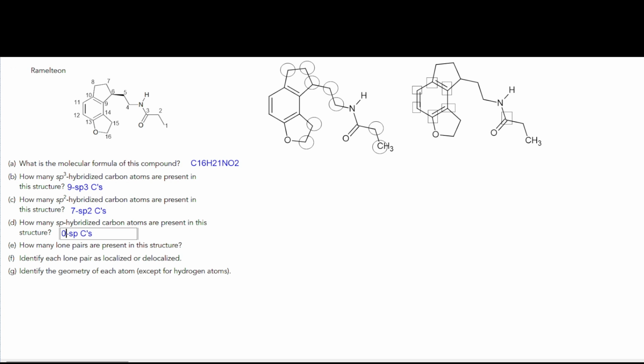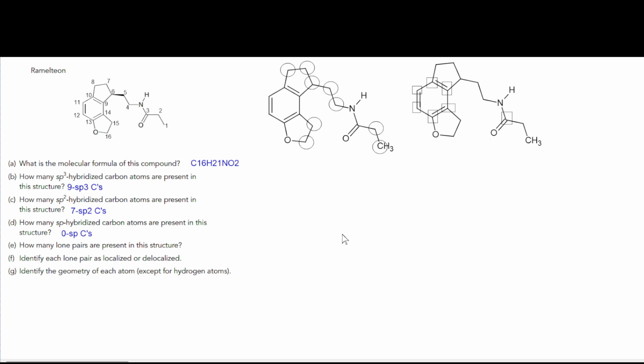How many lone pairs are present in the structure? Every heteroatom will have a lone pair. Heteroatoms are atoms other than carbon and hydrogen. Oxygen has 2 lone pairs, nitrogen has 1 lone pair, halogens have 3 lone pairs, and sulfur has 2 lone pairs. It's easy to determine the lone pairs here. So look at the oxygen.